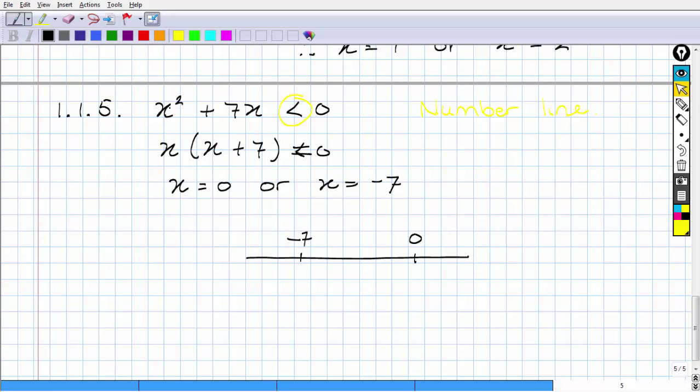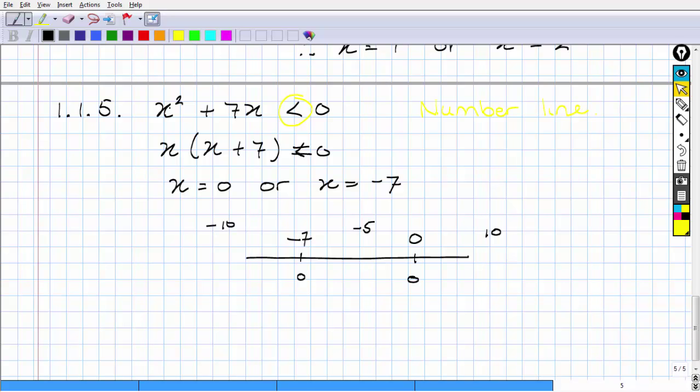Then we say, okay, if we plug in negative 7, we're going to get 0. If we plug in 0, we're going to get 0. I mean, that's what we just found. If we plug in anything in between there, let's choose negative 5 for argument's sake. You can choose any number between negative 7 and 0. And then I'm going to plug in 10 because I can, and then negative 10, well, because I can.